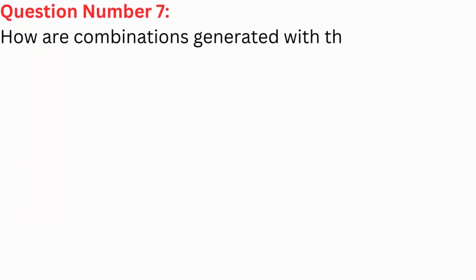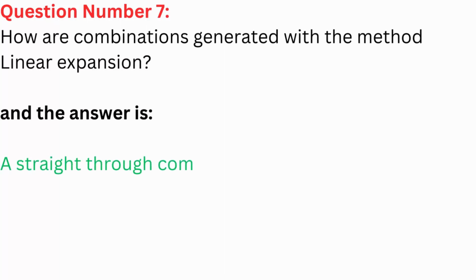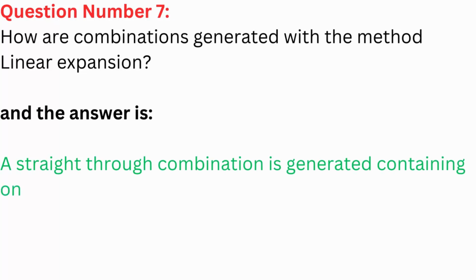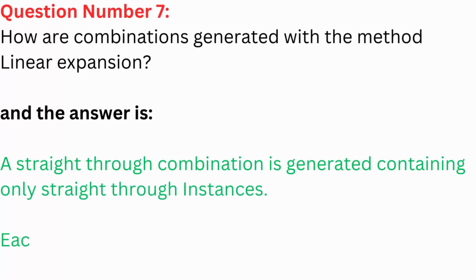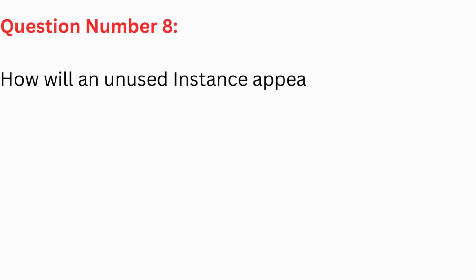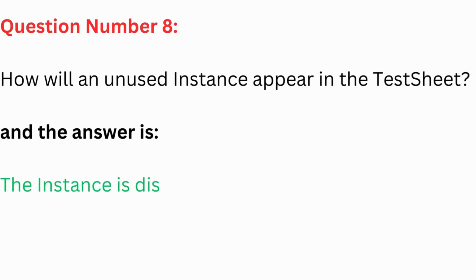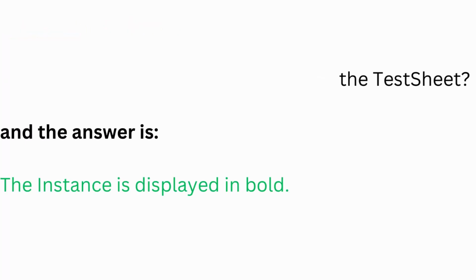Question number 7. How are combinations generated with the method linear expansion? And the answer is: a straight-through combination is generated containing only straight-through instances. Each following combination differs in one instance. Question number 8. How will an unused instance appear in the test sheet? And the answer is: the instance is displayed in bold.